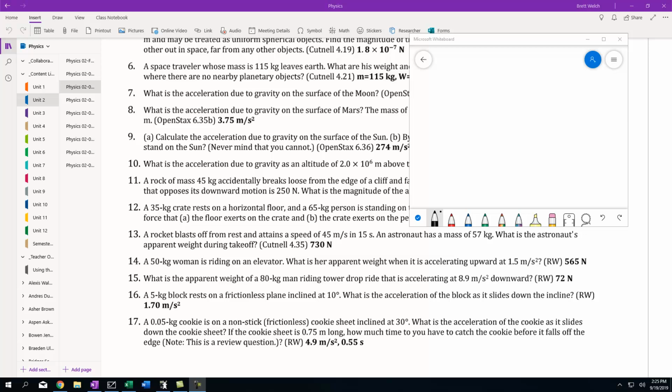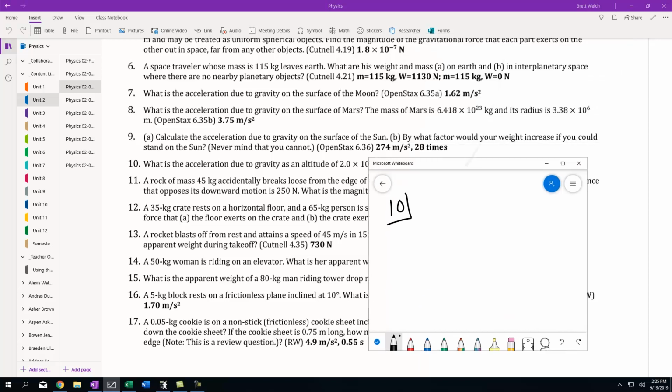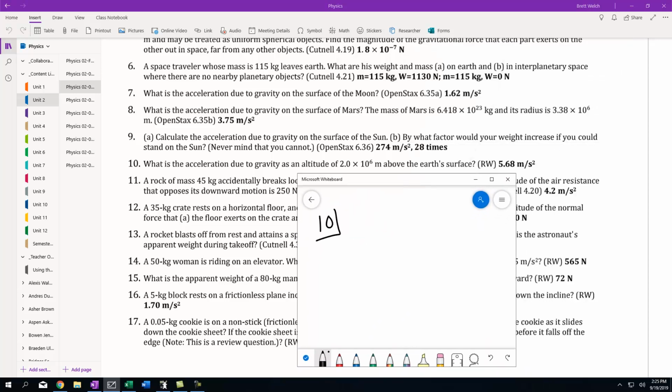Okay, so we're going to give you some help on 2.2 here. We'll start with question number 10. It says, what's the acceleration due to gravity at an altitude of 2.0 times 10 to the 6th meters above the Earth's surface?